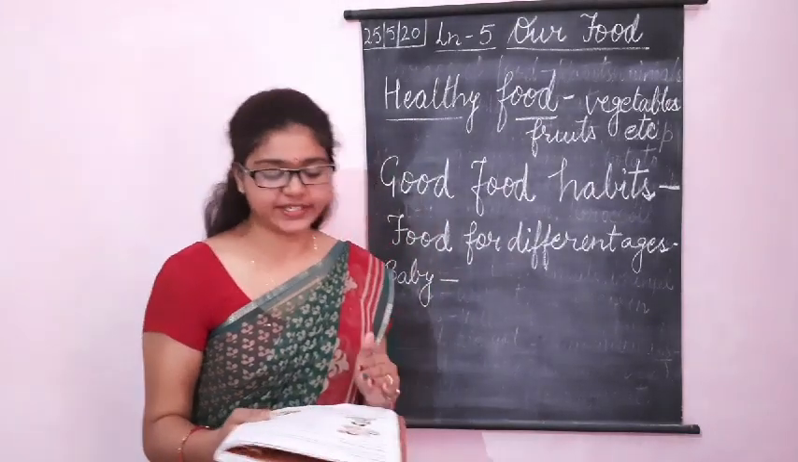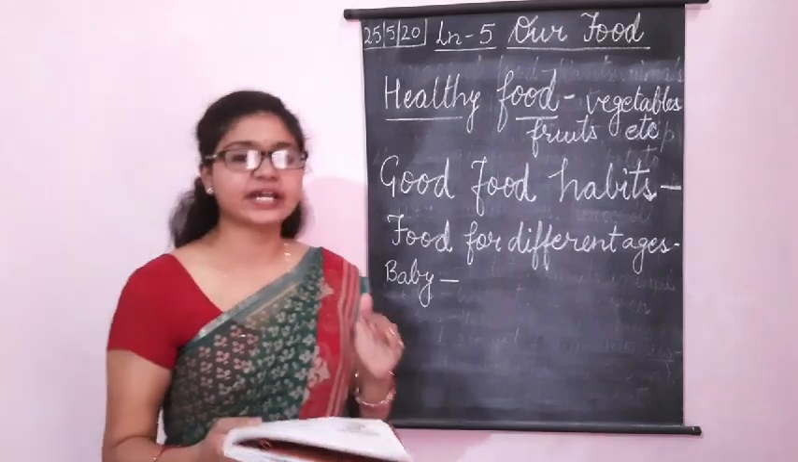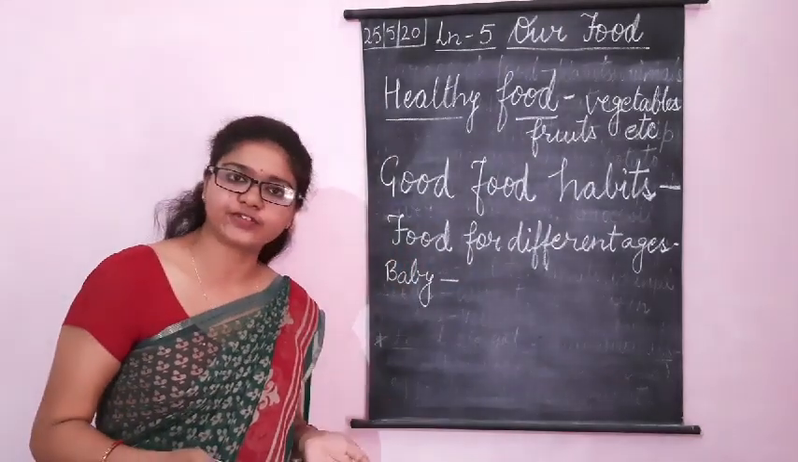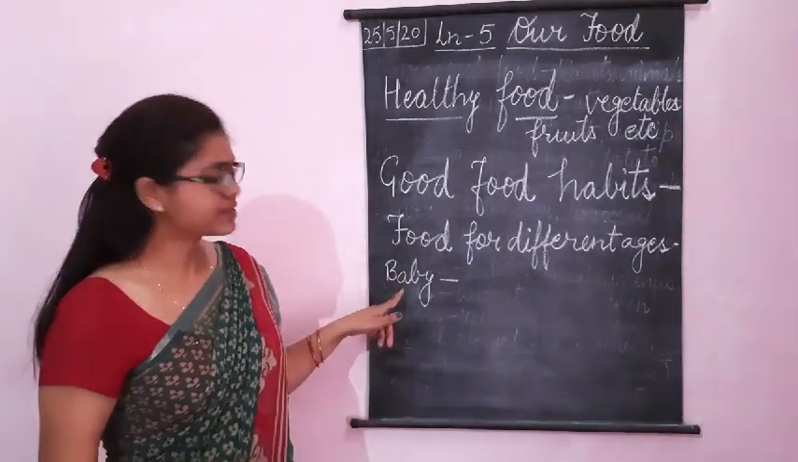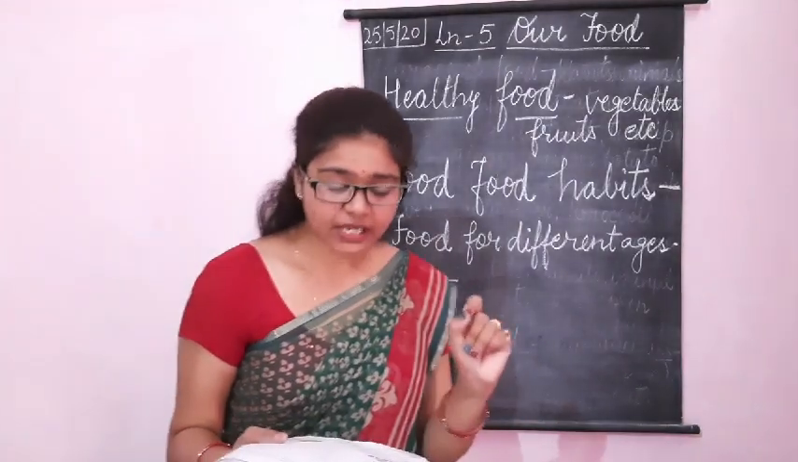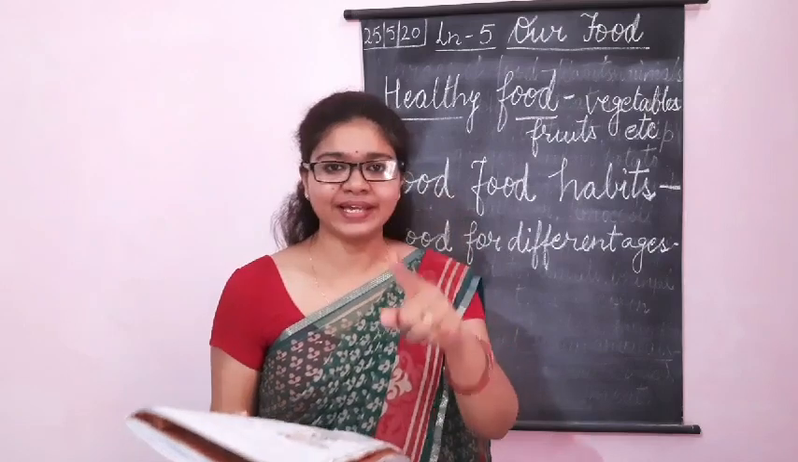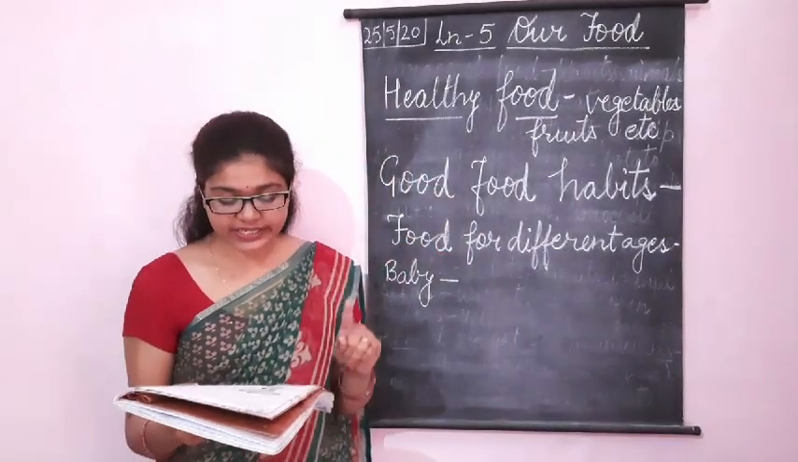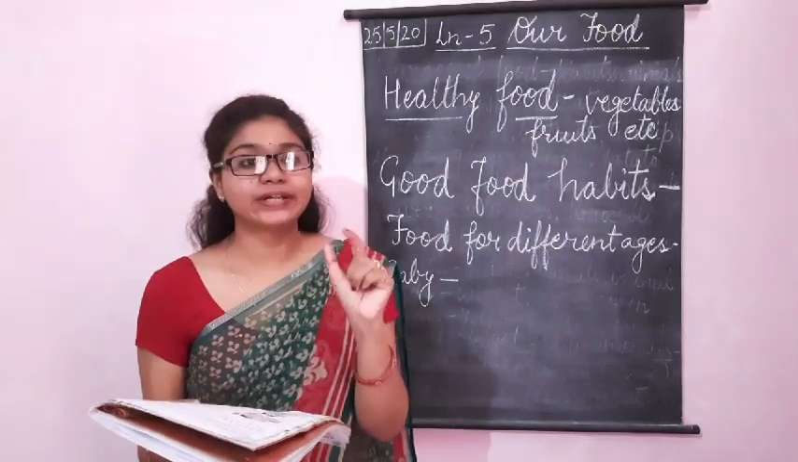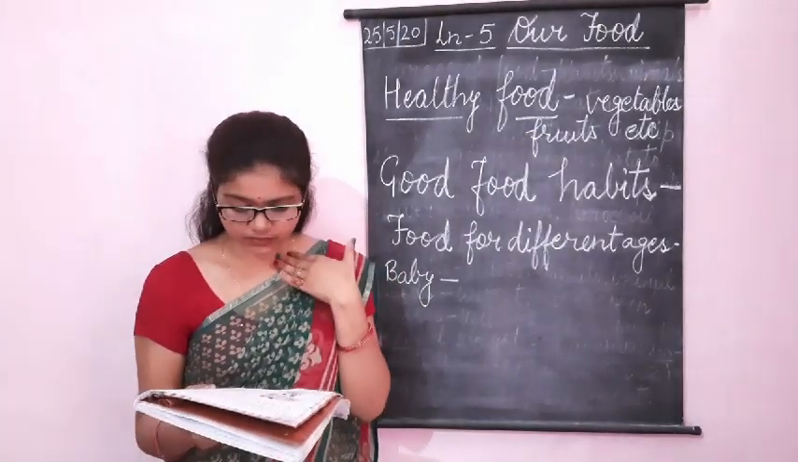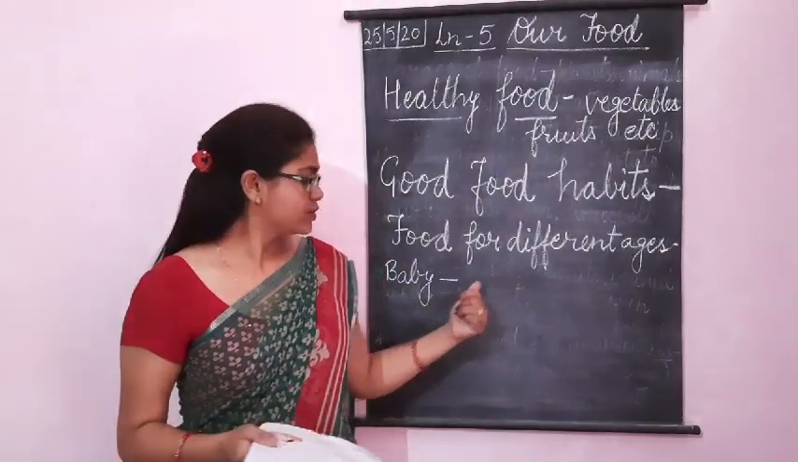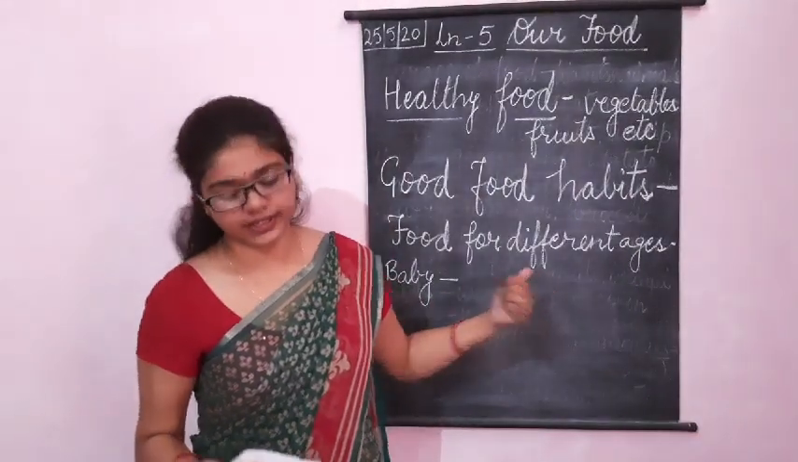At different ages, people eat different kinds of food. The first one is baby. Babies drink milk. Very good. Babies drink milk and eat soft food like Cerelac. Soft food and milk only.